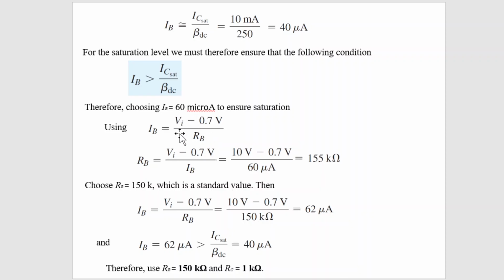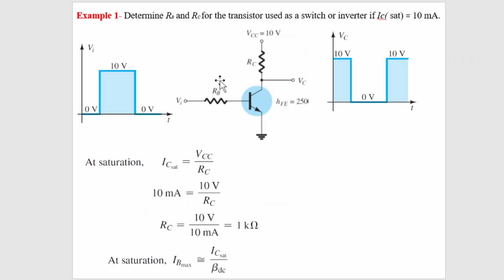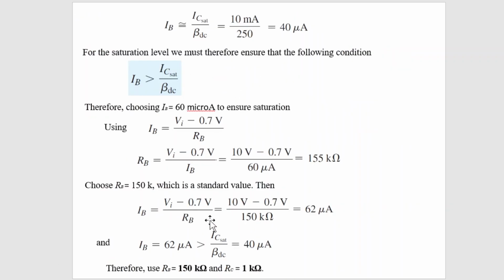In this equation, IB we have assumed 60 microampere, VI is given as 10 volt, 0.7 is known, RB is not known, so we can find out RB. RB is equal to VI minus 0.7 divided by IB, that is 10 volt minus 0.7 volt divided by 60 microampere, so RB is equal to 155 kilo ohm. That means the value of base resistance is 155 kilo ohm, but this 155 kilo ohm corresponds to the 60 microampere base current.